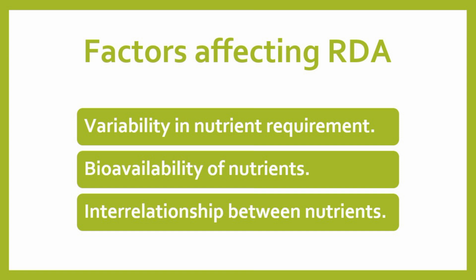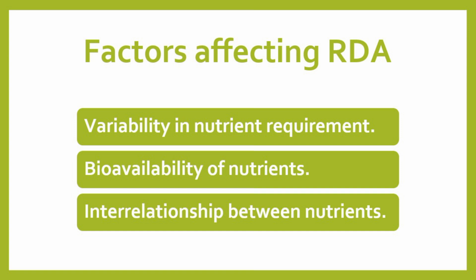The second factor that affects RDA is the bioavailability. Bioavailability is the amount of nutrient that has been absorbed and utilized by the body. Different food sources may have different bioavailabilities for the same nutrient. It depends upon the presence of tannins, phytates, and antitrypsin factors that interfere with the absorption and utilization of nutrients. In general, the absorption of nutrients from animal sources is always higher than plant sources.